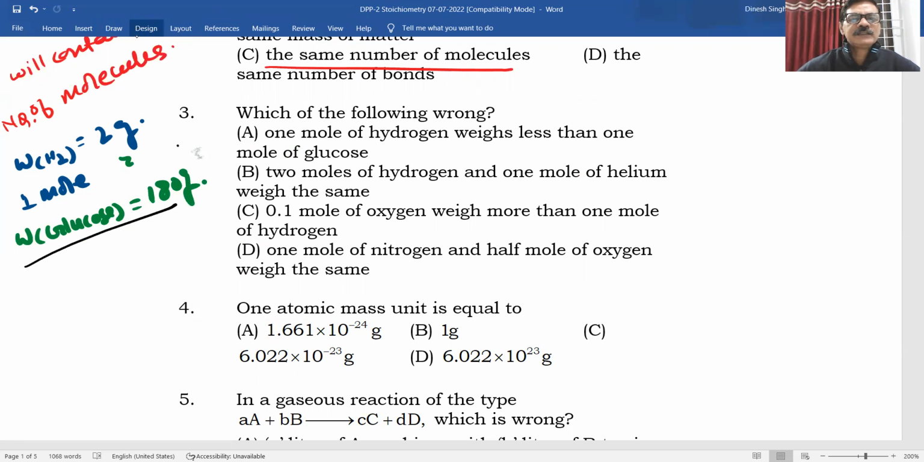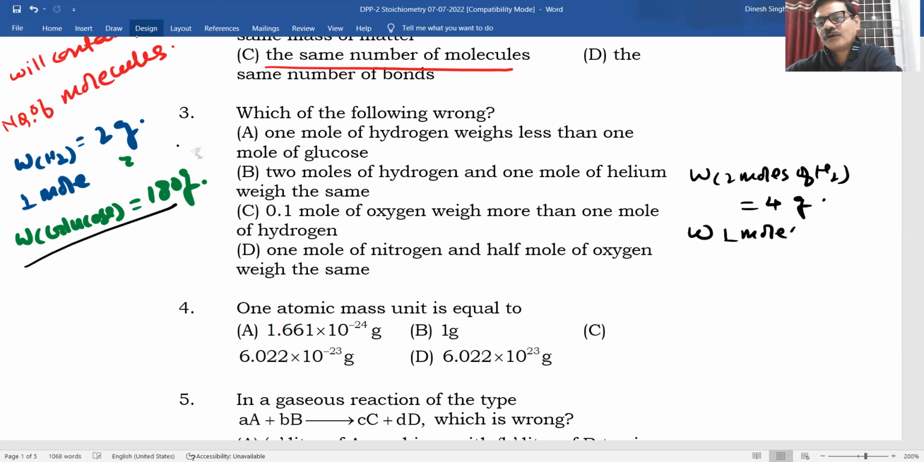So first statement is correct. 2 moles of hydrogen and 1 mole of helium weigh the same. The weight of 2 moles of H2 will be how much? 4 gram, and weight of 1 mole of He is also 4 gram. So this is also a correct statement. He is asking the wrong statement.